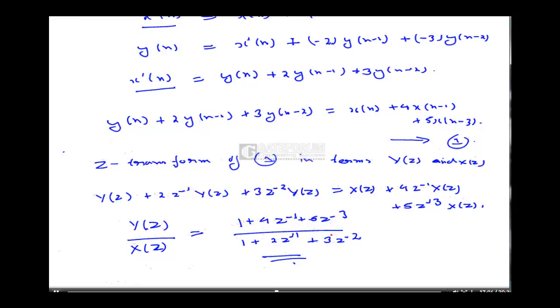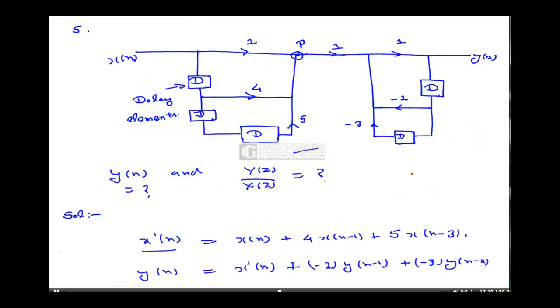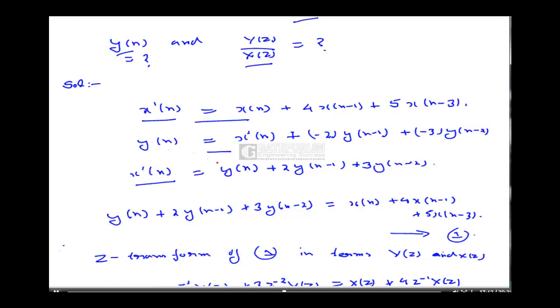This expression for Y(z)/X(z) is nothing but the transfer function of the given block diagram. This block diagram represents a system, so this expression is the transfer function of the system. Let us see once again: given the block diagram, we need to find the expression for y[n] and Y(z)/X(z). Just assume one point P here. This point is the same as this point because it is just a multiplication by 1. Whatever is coming at point P is equal to x'[n], so I have written x'[n]. Similarly, I have written y[n] in terms of x'[n] and y[n].